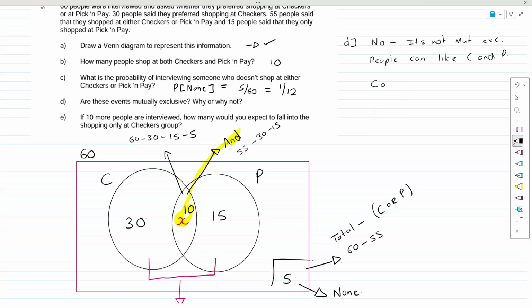Or you could say Checkers and Pick and Pay is not equal to 0. Guys, because mutually exclusive means the and must be 0. Probability of A and B must equal 0. But since people do like Checkers and Pick and Pay, it can't be mutually exclusive. And the last one is, if 10 more people were interviewed, how many of them would you expect to fall into the Checkers group?